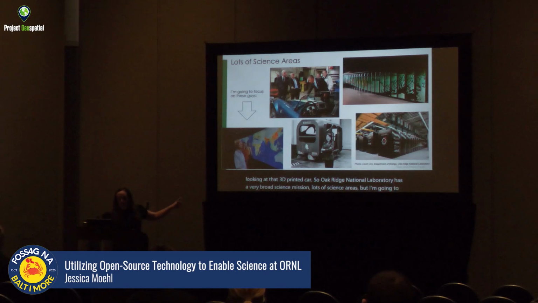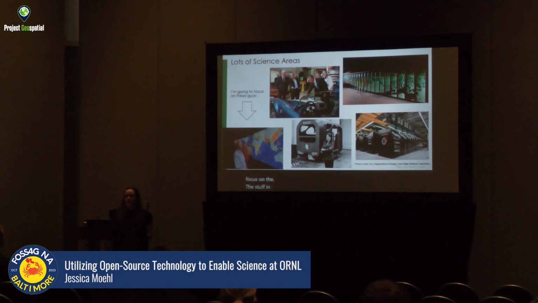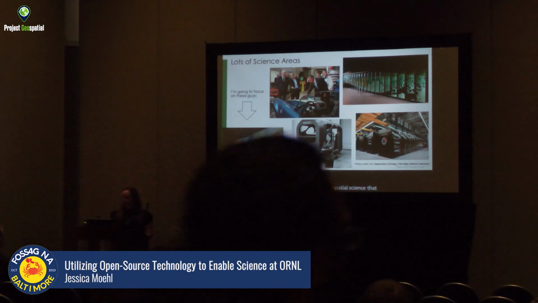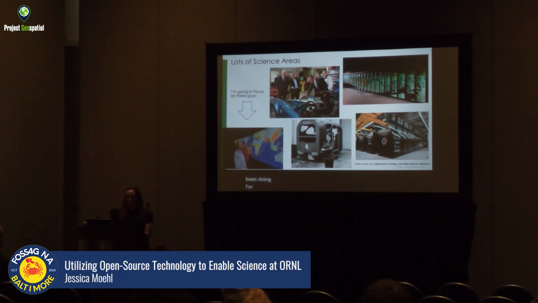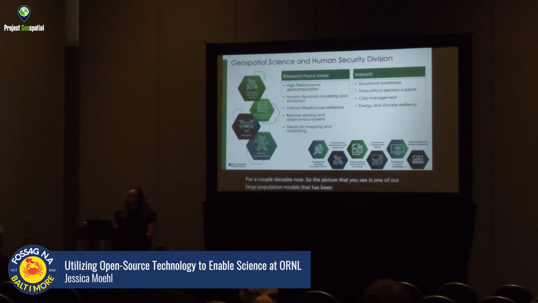So Oak Ridge National Laboratory has a very broad science mission, lots of science areas, but I'm going to focus on the stuff in the bottom corner, the geospatial science that we've been doing for a couple decades now. So the picture that you see is one of our large population models that has been what I've been working on in my career.